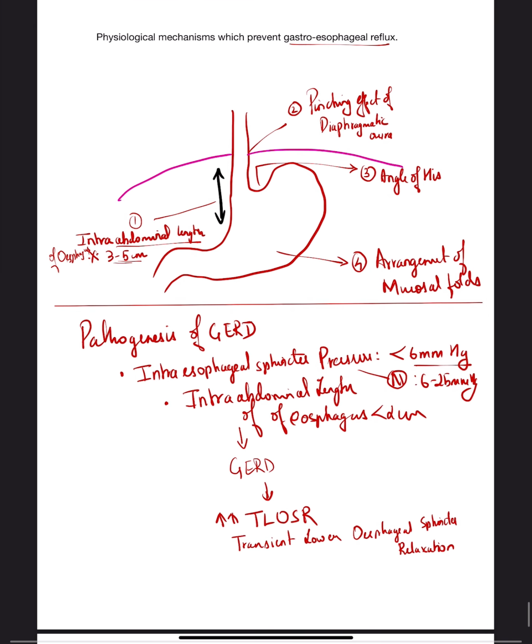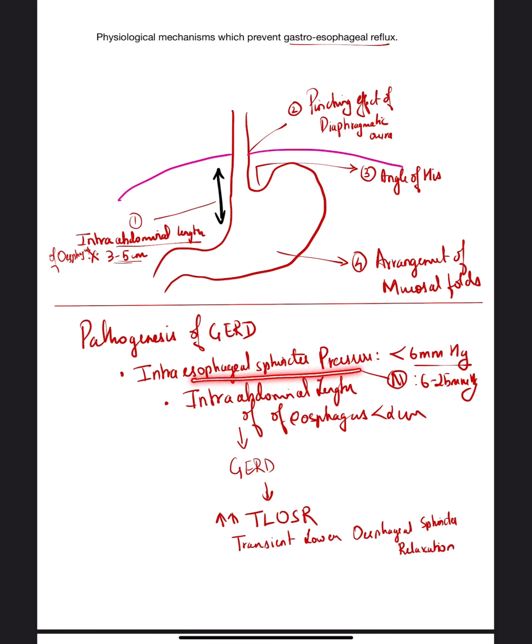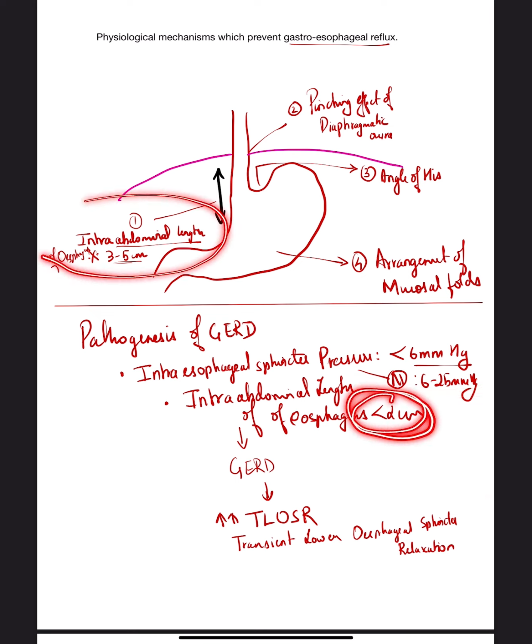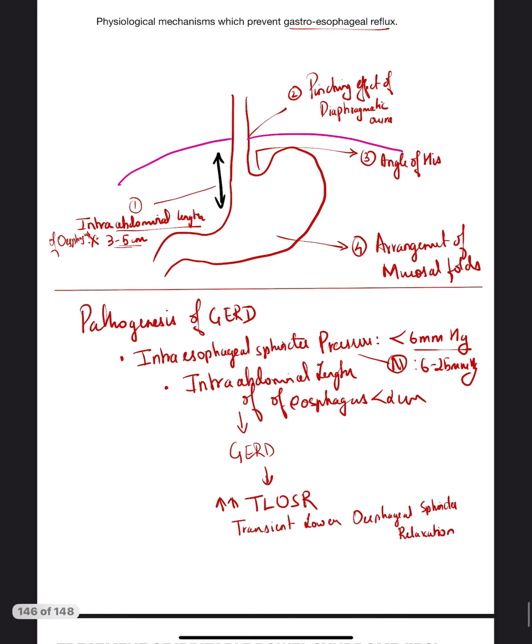So if they have asked the physiological mechanism, next time there is a high chance of the pathogenesis of GERD being asked. Just a guess, a potential question. So you can write that here. Here the lower esophageal sphincter pressure goes down to less than 6 mm Hg, normally 6 to 25 mm Hg. Intra-abdominal length of the esophagus becomes less than 2 centimeters, this is the most important parameter, then GERD, and over time there are raised transient lower esophageal sphincter relaxations. Okay, so that's how the physiological mechanisms are.